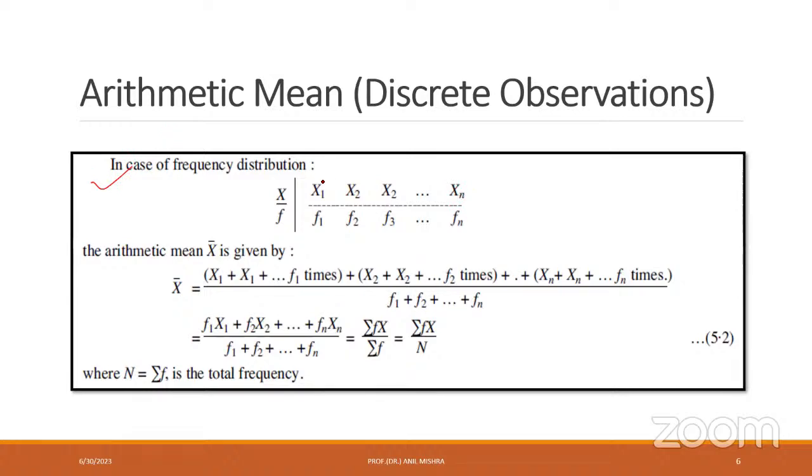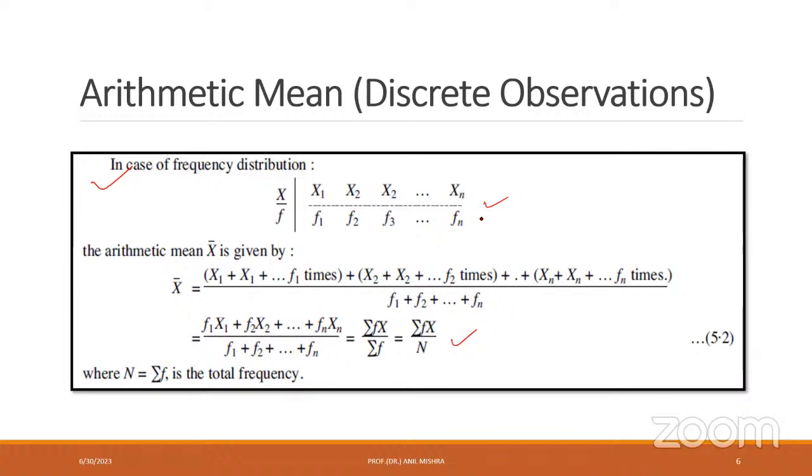Now we have to just multiply the corresponding x with the frequencies. That means f1x1, f2x2, f3x3, and so on. We have to multiply all the observations, then add them. Thereafter, we find the formula: x bar is nothing but summation of fx by n. And summation of f is the total number of frequencies.